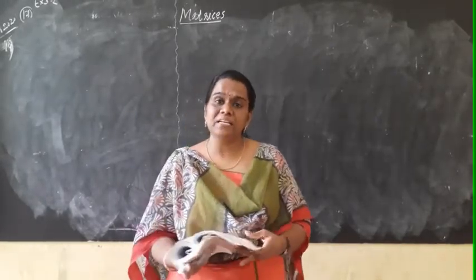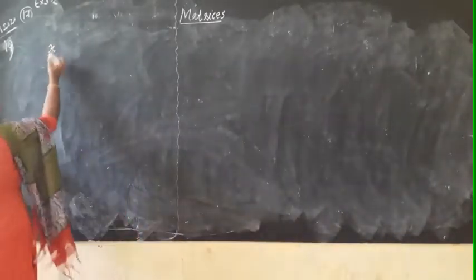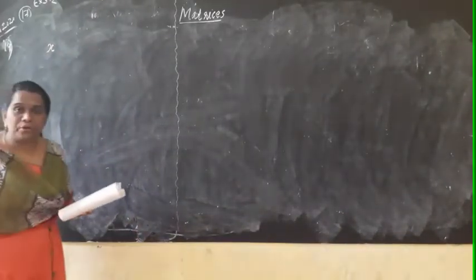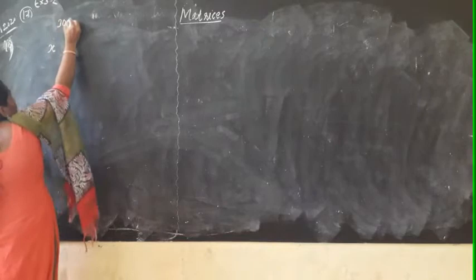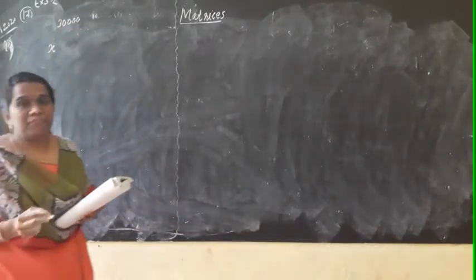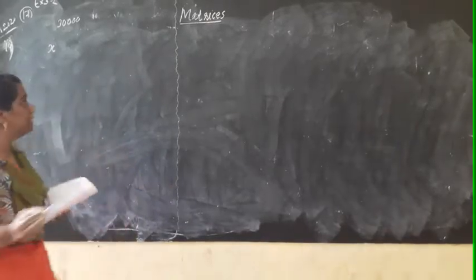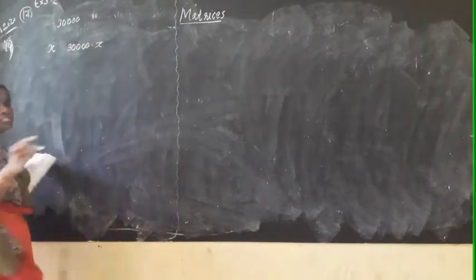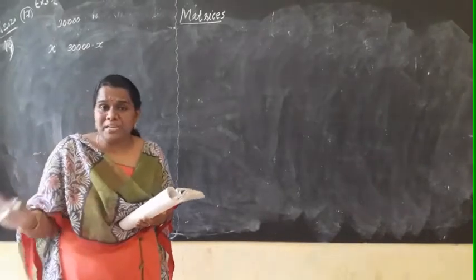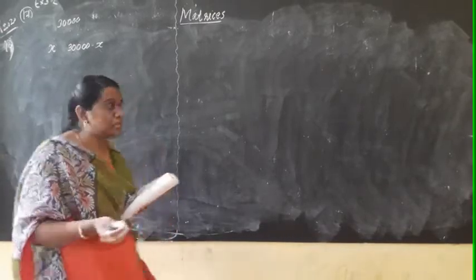That means rupees 30,000 is going to be divided. Rupees x is going to be invested in the first bond. The total amount is 30,000 rupees, so if rupees x is invested in the first bond, the remaining 30,000 minus x is going to be invested in the second bond. We can write it as a row matrix.